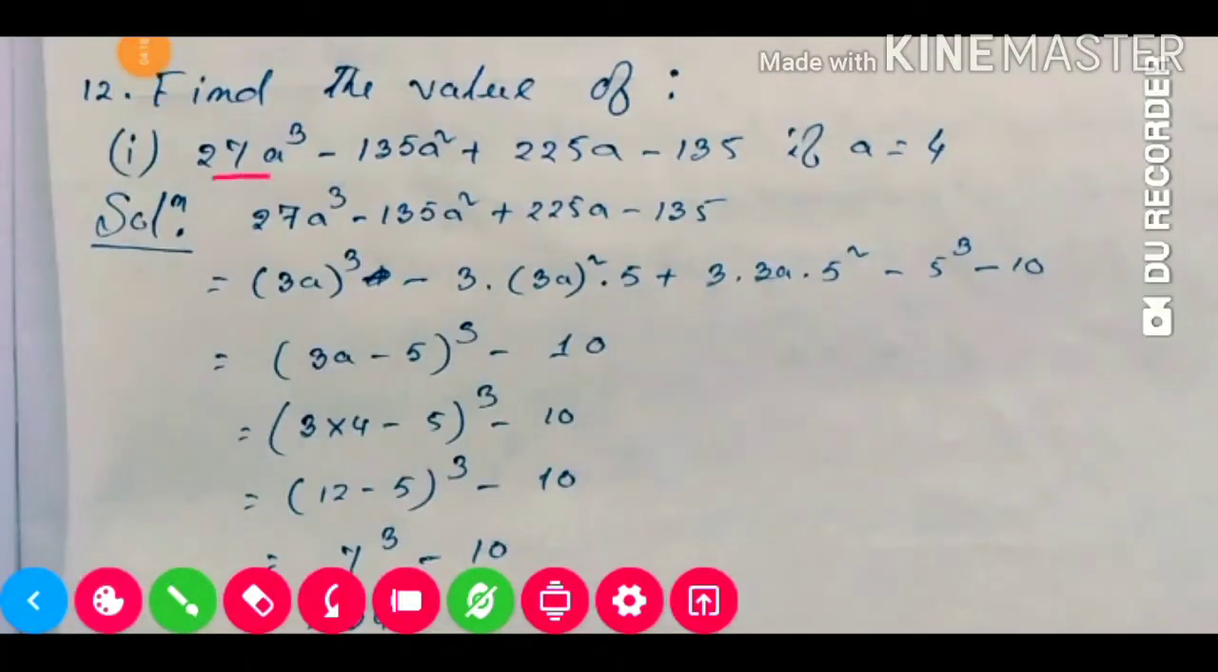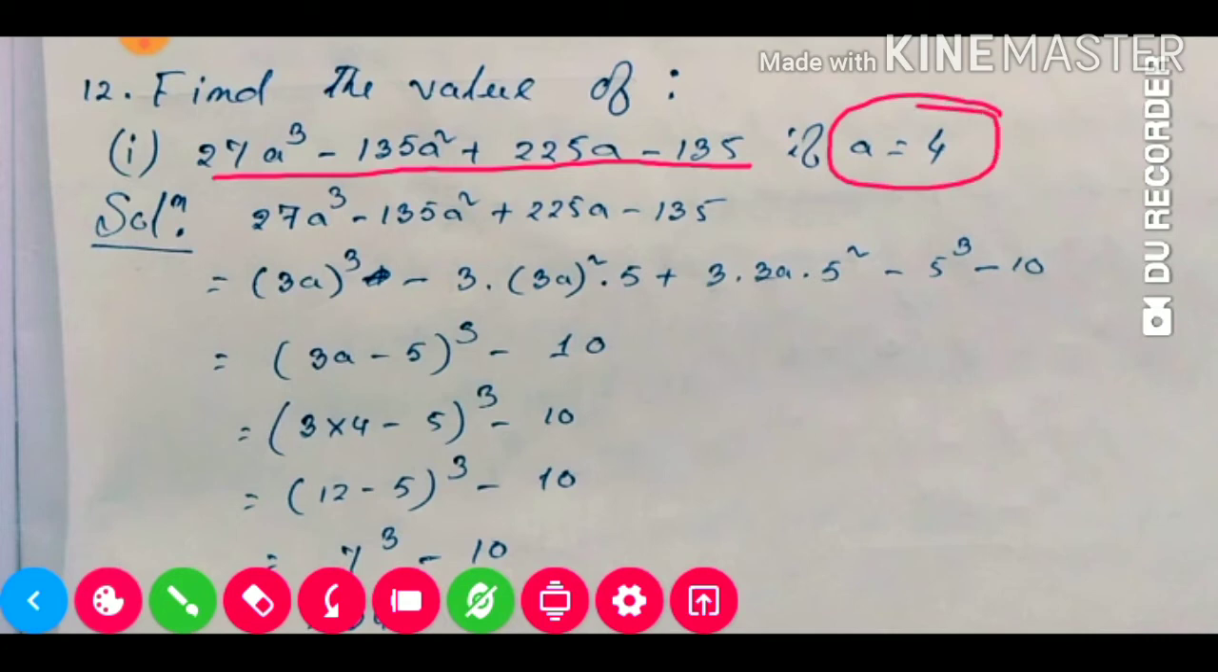Find the value of this expression if a is equal to 4. So directly, if we put a is equal to 4 and calculate, then also we will get the answer, but it will be a little lengthy process. But if we apply a formula it will be easy for us. Let's see whether we are able to apply the formula or not.